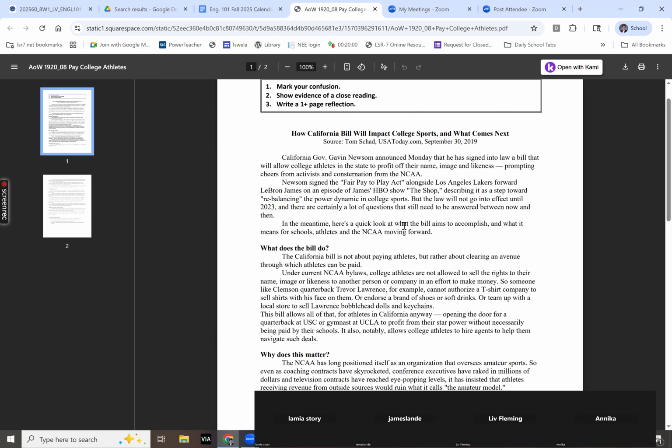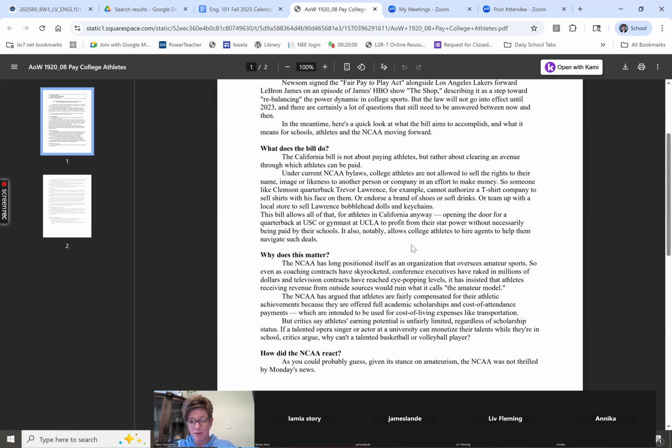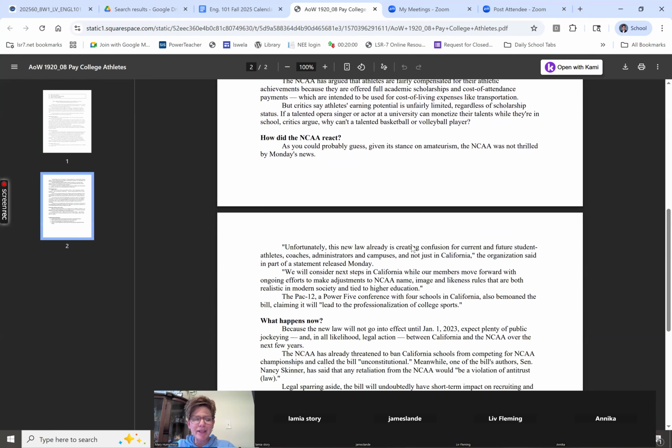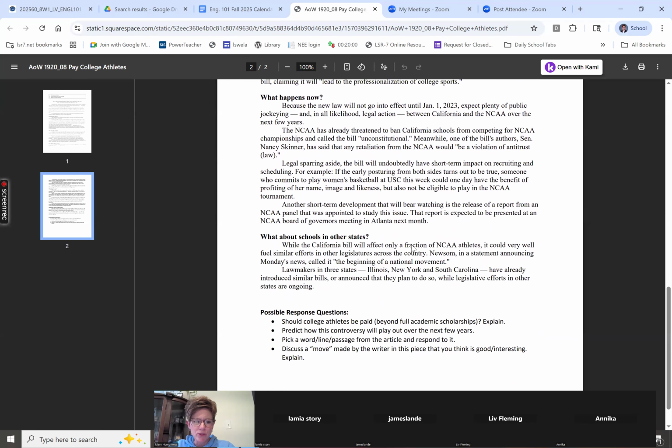Okay, I'm going to talk through some of it here, not the whole thing. Very common in Rogerian argument is to establish some background knowledge, right? Some things that both sides would agree on. I feel like that's what they were trying to do here at the beginning: here are the facts that both sides, whether you're for or against, could agree on. So it talks about background information. What does the bill do? Well, here's what it does, and here's why it matters. Then it's almost like straight reporting. And then what happens now? What about schools in other states?